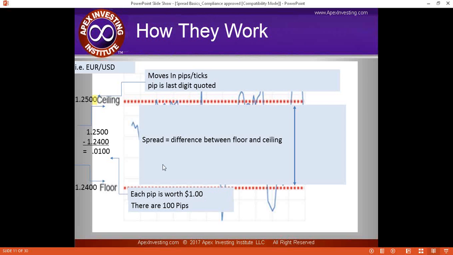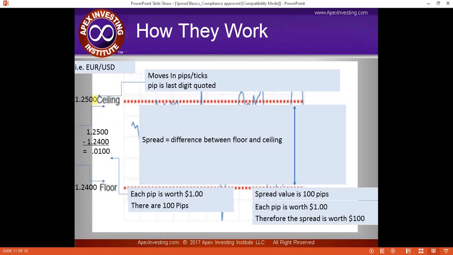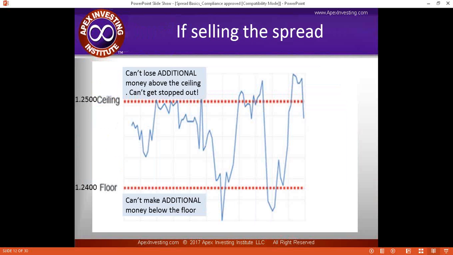It moves in pips or ticks, which is the last digit quoted. Each pip is worth $1. In this example, there are 100 pips, so the spread value totals 100 pips. If we're selling the spread, that means we're going short. We think the market's going down. Whatever our chart and indicators are telling us, whatever strategy or system we're using, we think the market's going down. We want to go short. We want to sell.